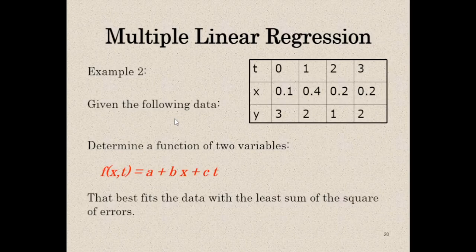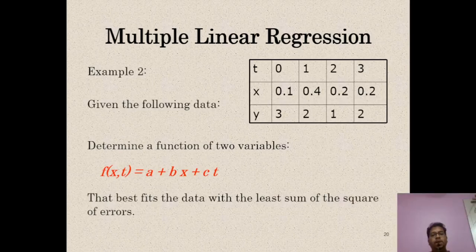Multiple variables are involved. So suppose my equation is in this form: y equal to a plus bx plus ct. Until now it was y equal to a plus bx, with one independent parameter and one dependent parameter. Now what has happened? There are two independent terms, and one dependent.